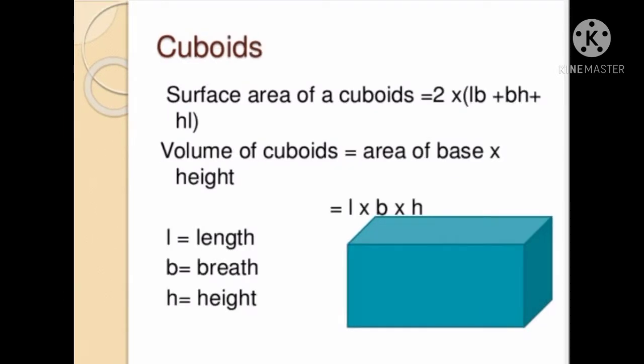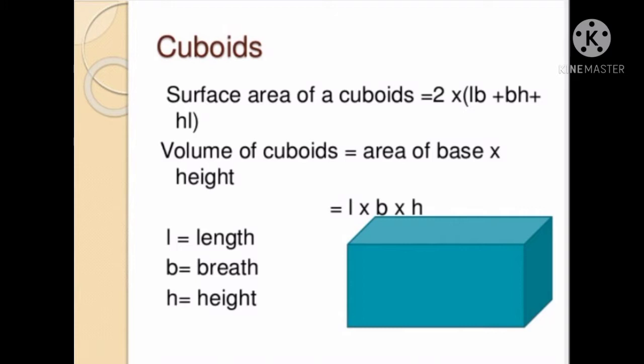Now, let us learn about cuboids. Surface area of a cuboid is equal to 2 into LB plus BH plus HL. Volume of cuboids is equal to area of base into height, that is volume of cuboids is equal to L into B into H. Here L is length of the cuboid, B is the breadth of the cuboid, and H is the height of the cuboid.